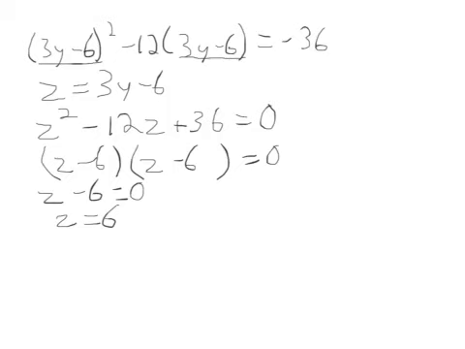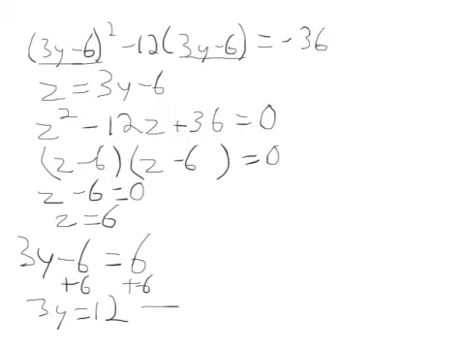Now I substitute again, where z, remember, is a whole entire expression, 3y minus 6. So 3y minus 6 is actually what's equaling 6. So when I solve this, I can add 6 to both sides. I get 3y equals 12. So my final answer is y would equal 4.